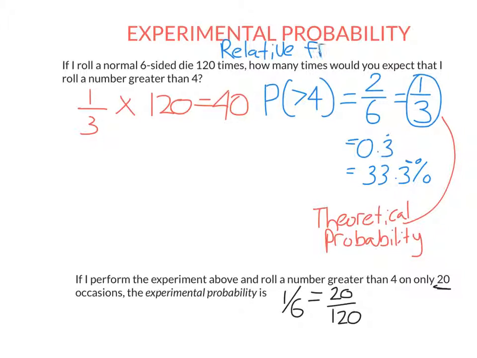So in the example down the bottom, it's right to say the experimental probability of rolling a number greater than 4 is 1/6. It's also right to say the relative frequency of rolling a number greater than 4 is 1/6. They are exactly the same thing. Well, that's really all there is to it.